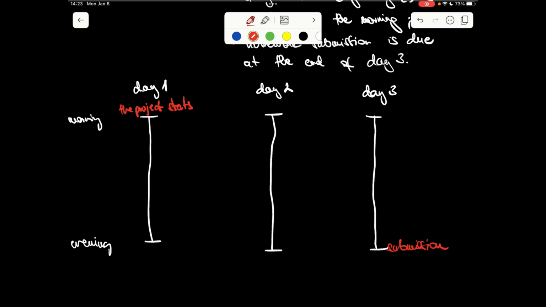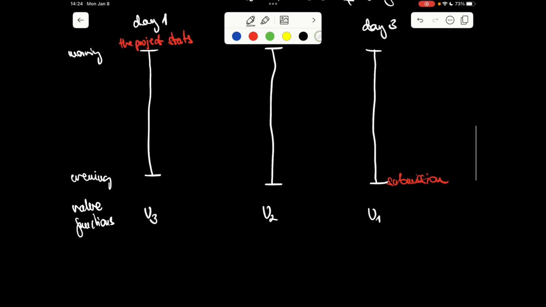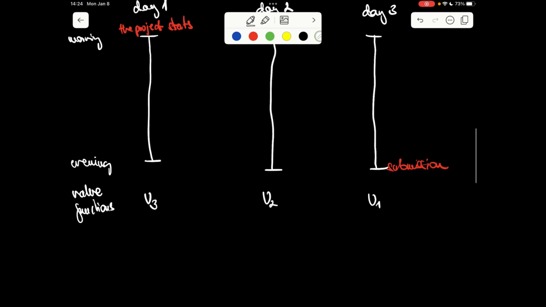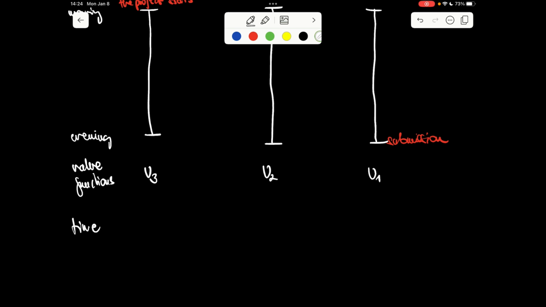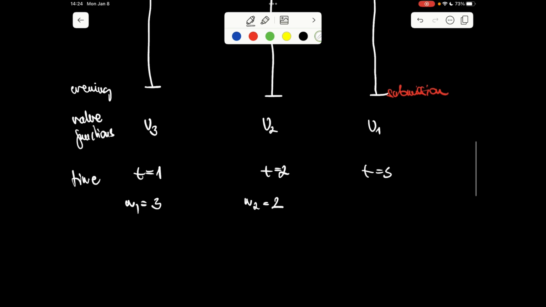Okay, value functions. 3 days to go, 2 days to go, and 1 day to go. So each value function summarizes the problem of the start of the day. Okay, and time, this is period 1, period 2, and period 3. Here N1 is 3 because the student has 3 whole days. The following day she has 2 whole days, and finally she has 1 day.